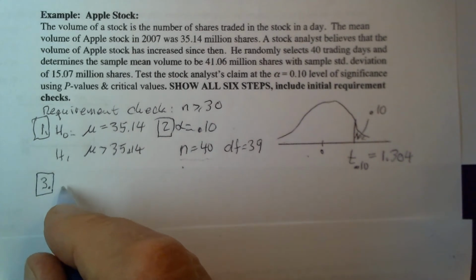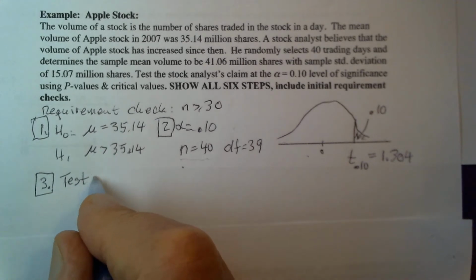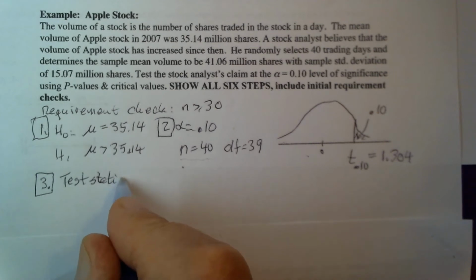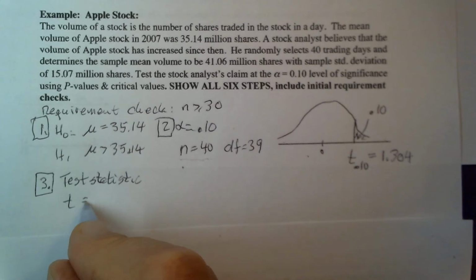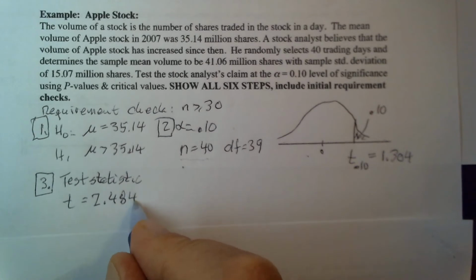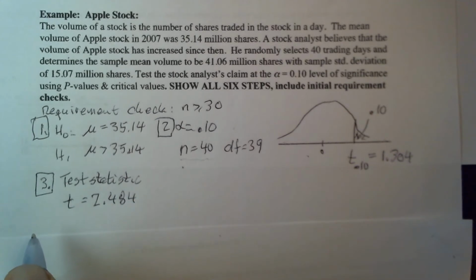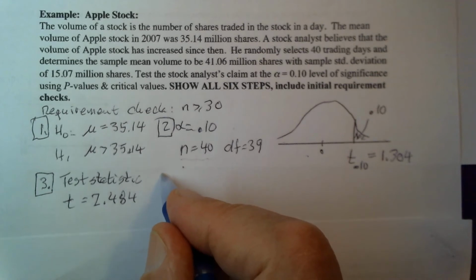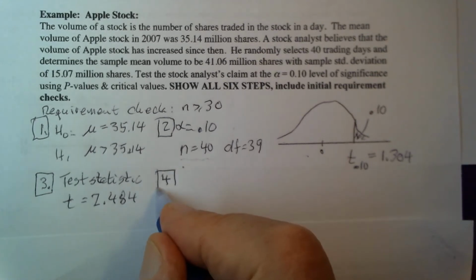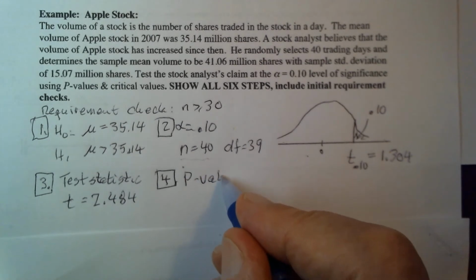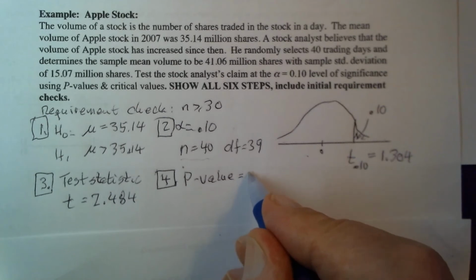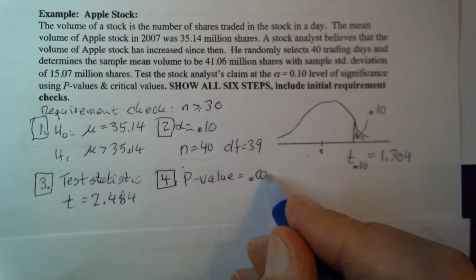Number 3 would be our test statistic. Using technology, our test statistic is equal to t equals 2.484. And our p-value, again using technology, is equal to 0.0087.